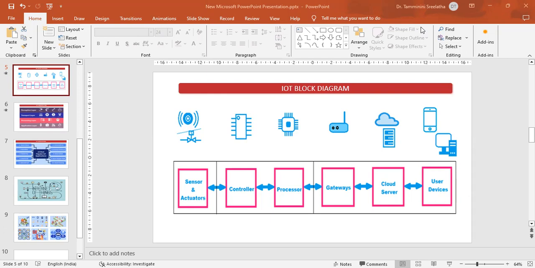Then the user device is the device where the data is used to observe the status and control the devices of the IoT system. For example, if there is a production plant implemented with IoT, then the manager of the plant can observe the production status from anywhere in the world on his smartphone or computer through the analytics application. So IoT plays a very important role. It gives the facility to control devices from anywhere.